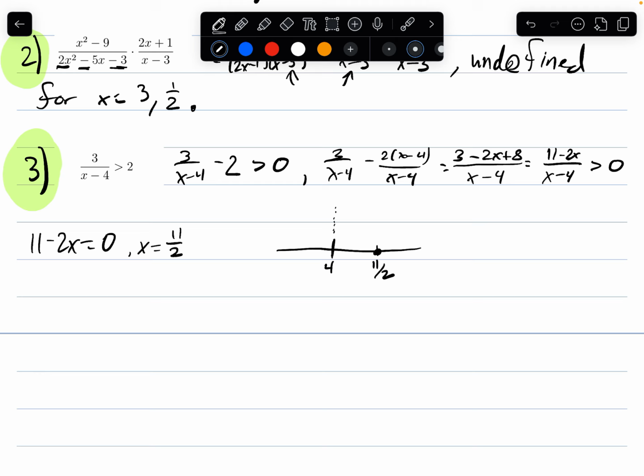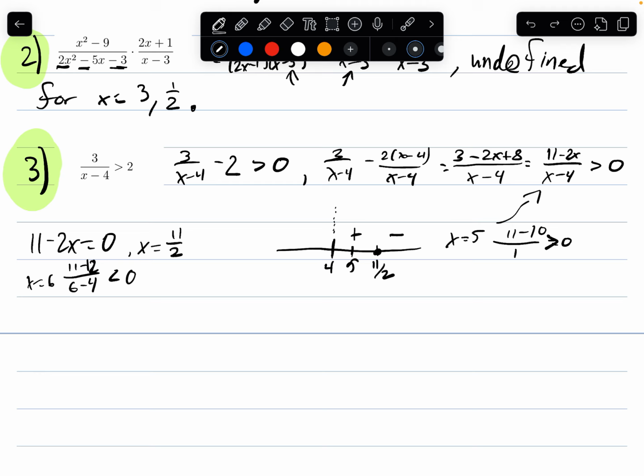So what if I plug in 5? If I plug in x equals 5 into here, I'll get 11 minus 10 over 1, which is, whatever it is, greater than 0. So it's positive in this region because 5 is here. Now I look to the right. Let's plug in x equals 6. I get 11 minus 12 over 6 minus 4. And whatever this is, it's negative because of 11 minus 12. So it's negative here. And finally, I look over here.